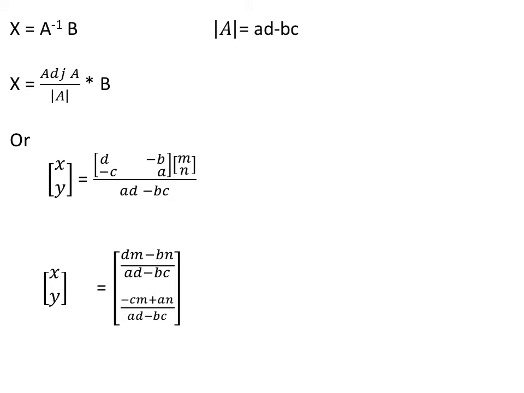Now we will compare the corresponding elements on both sides, which will give us the values of x and y. So we get the value of x as dm minus bn over AD minus BC, and the value of y equal to An minus Cm over AD minus BC. In this way we can find the values of x and y. Both these values must satisfy the given equation.